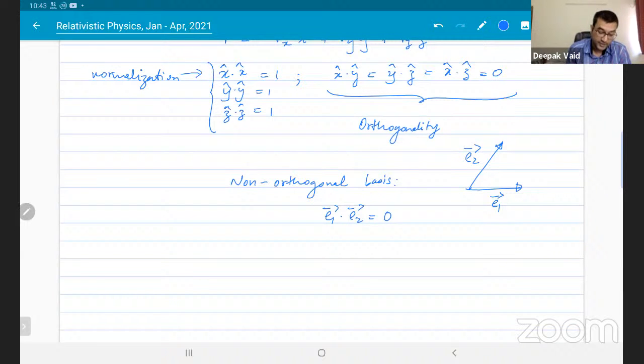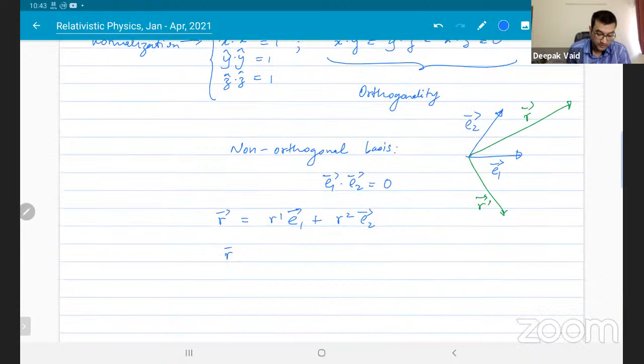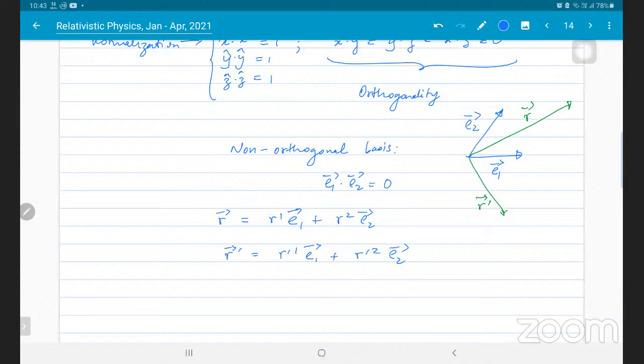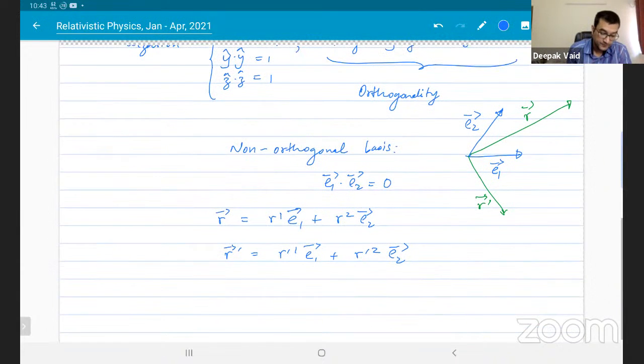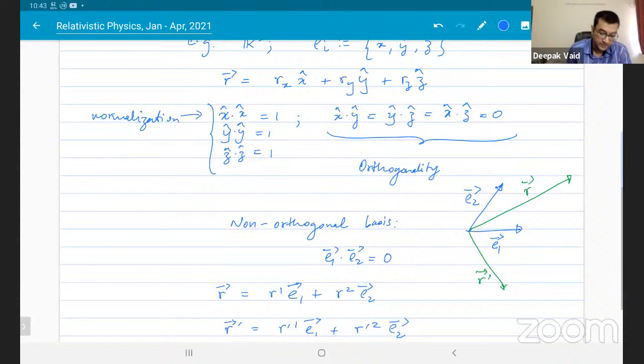So you can write any vector R in our space. Let's say this is a vector R, this is a vector R prime. You can write R as some combination of E1 and E2: R1 E1 plus R2 E2. And similarly, R prime would be R prime 1 E1 plus R prime 2 E2. So this is just to give you one example. But generally, we take our basis to have this property.